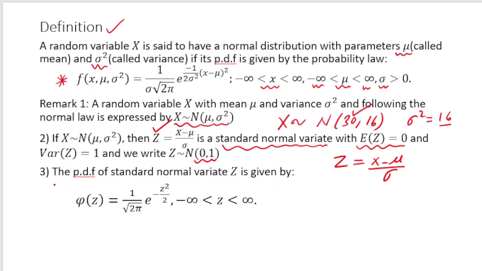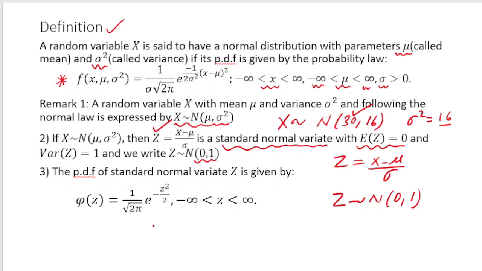Now another important thing: if I talk about the probability distribution in case of a standard normal variate, the probability density function of a standard normal variate is given by phi of z, and it becomes 1 by under root 2 pi because sigma becomes 1. Here if you see that z follows the normal distribution with mean 0 and variance 1, so here the sigma will become 1, and this mu is 0.